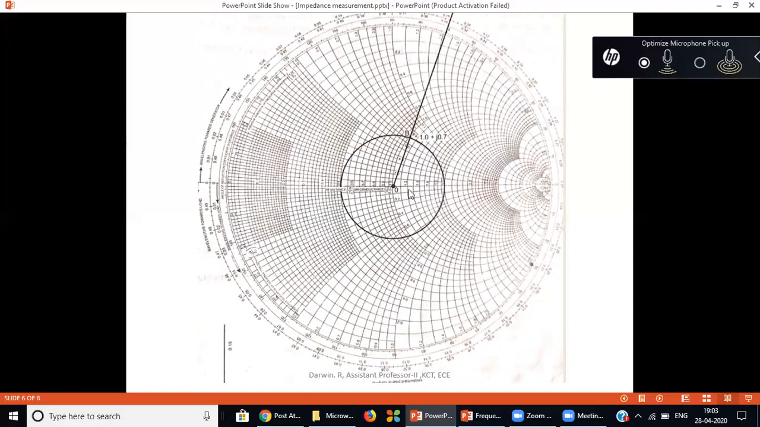And if you draw the circle, it will cut the x-axis at 2 points. At the right end, it will be represented as V maximum, and the left end will be represented as V minimum. You all know that. And D minimum is the distance of the first V minimum from the load. If you know the value of D minimum, you know this is the V minimum point. So from the V minimum point, if you move towards the load for a distance of D minimum, you will end up at the load point, where you can find the impedance of that particular load.